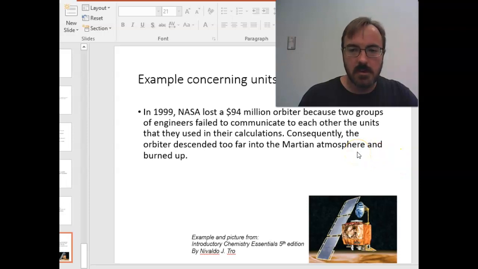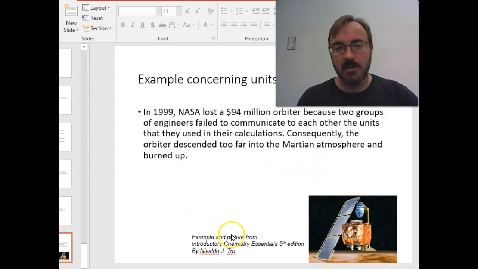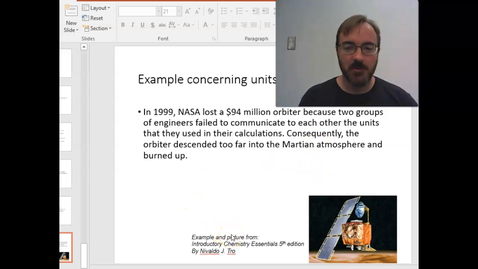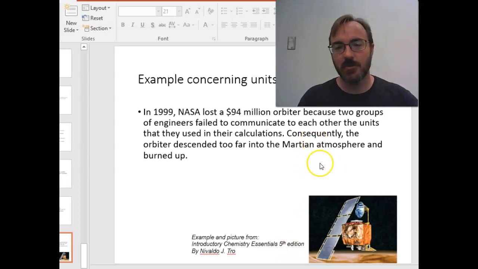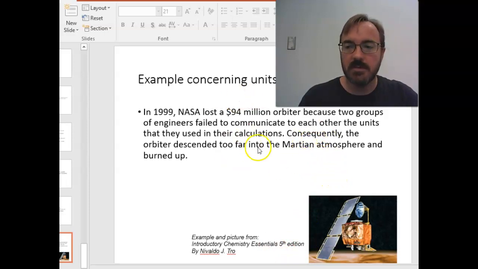And this is just an interesting little example. Found this in the old textbook we used to use by a guy named Tro. In 1999, NASA lost almost a $100 million orbiter because 2 groups of engineers failed to communicate with each other on the units they were using for the calculations. All right, this disaster had a big effect on the way NASA does business, and you still had a fight between the people that wanted to use metric and stick with the normal units, but you have to be consistent in your units, and it's important.